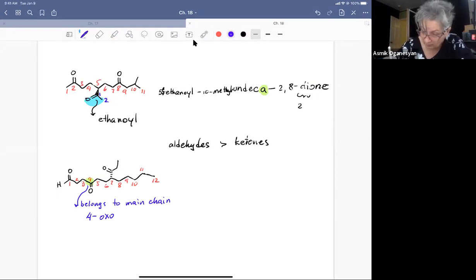Now the other carbonyl is a substituent, and it will be identified as alkanoyl. Since my carbonyl is residing on position number 1 here, I don't have to really identify its position, but if it resided on position number 2, I would have to put it in parentheses and put 2-propanoyl.